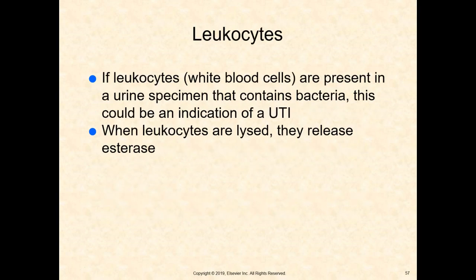All right, one of the last ones here is leukocytes. These are white blood cells. So if you do have white blood cells in your urine, it's usually indicative of an infection like a UTI or a kidney infection. When they're lysed, they release esterase, so you could have a leukocyte esterase, which is what the reagent is in the test strip.